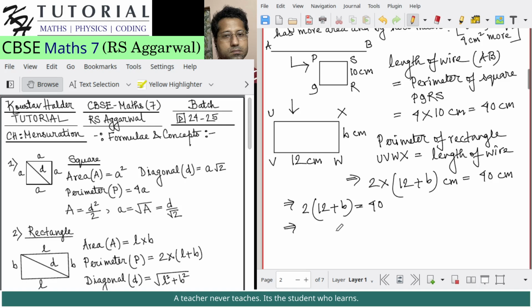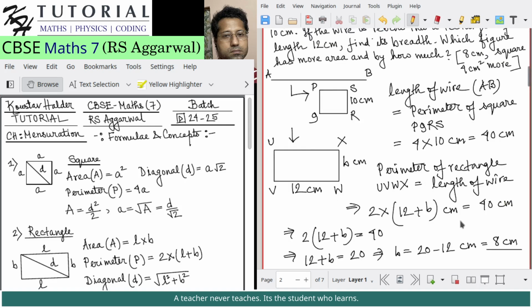Please remember that you must always be very familiar with all the previous chapters, and solving linear equations in one variable is one of the most important chapters, which will be rigorously used in your higher classes as well as class 11 and 12. Okay, so from here if I divide both sides by 2, then I will get 12 plus b is equal to 20. So b is equal to 20 minus 12 centimeter, which is equal to 8 centimeter. So the breadth or width of the rectangle will be 8 centimeter.